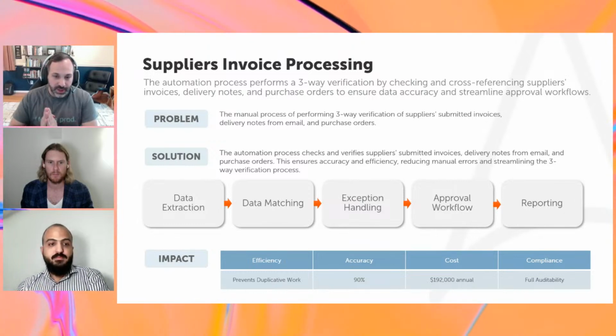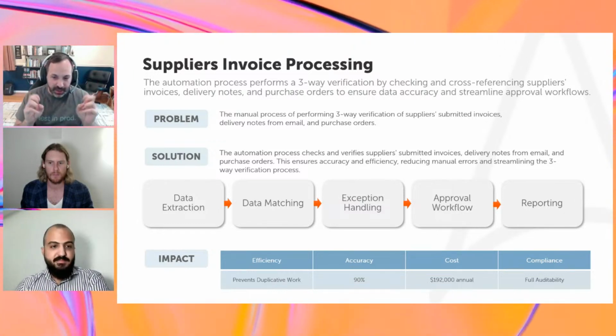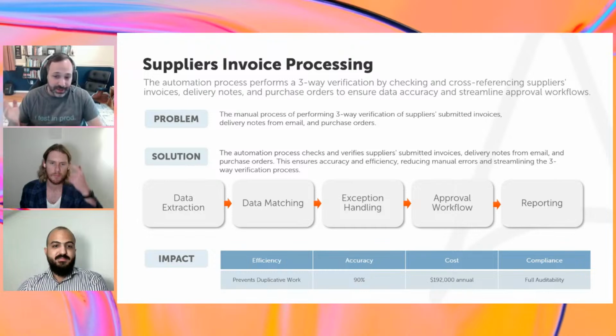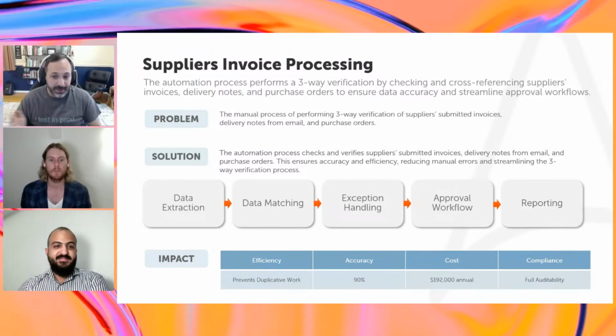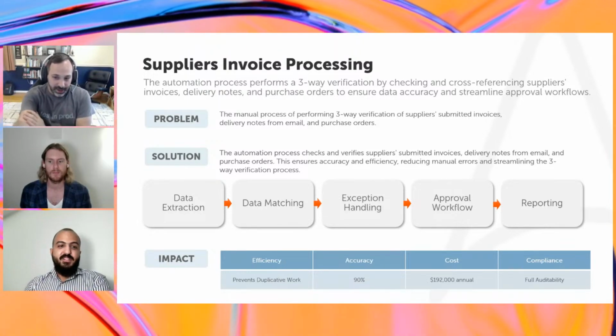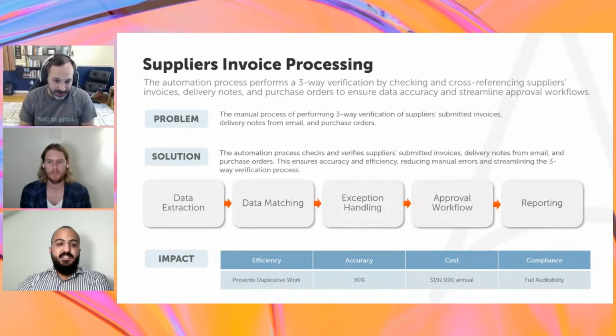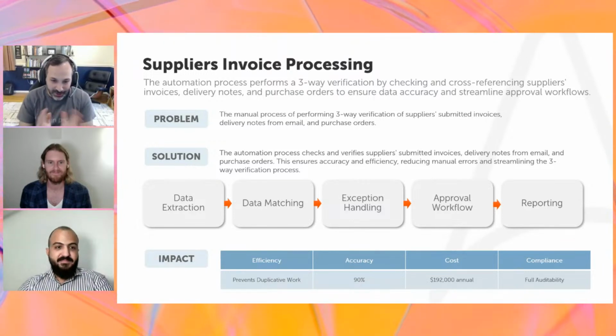And so just to be clear, when you talk about 90% accuracy, that's not saying 10% of these invoices are being misprocessed. It means 10% of them are going to your exception handling prior to being processed, right? Exactly. Right. Okay. Just wanted to clear that up to everyone.